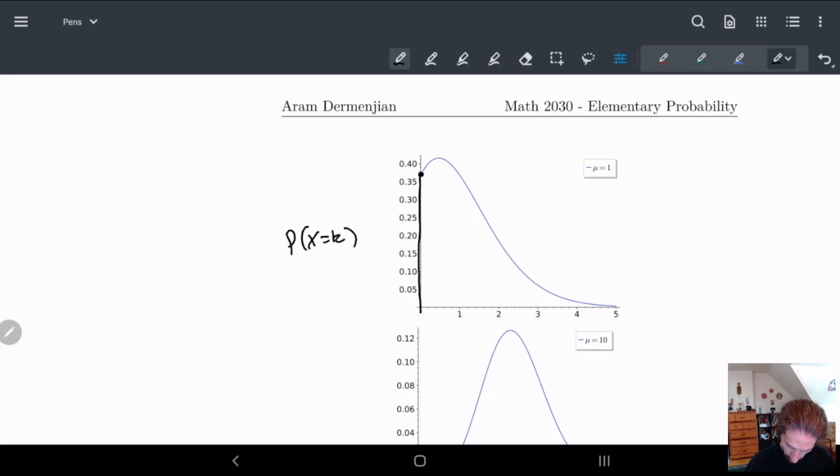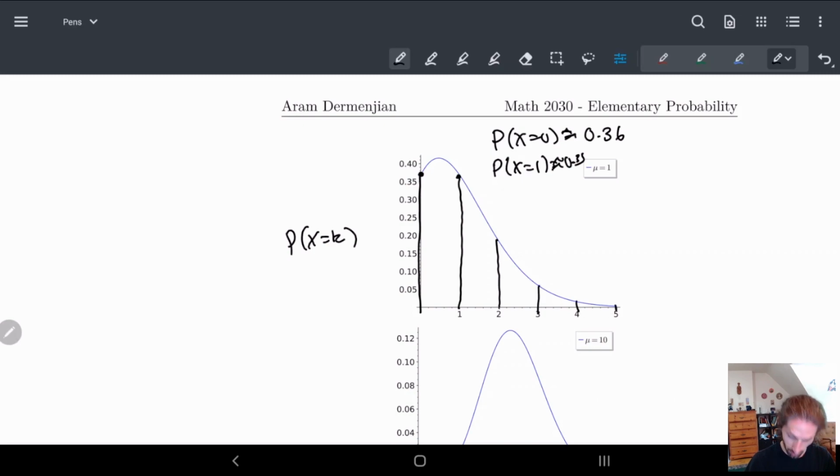now has about a 30, 0 is about 0.36-ish. It's hard to tell. 1 is, I guess, a little less than that. Is about 0.35. 2 is about here. 3 is about here. 4 is about here. These are the parts that we care about for this distribution.